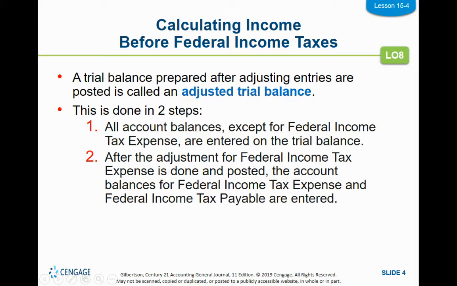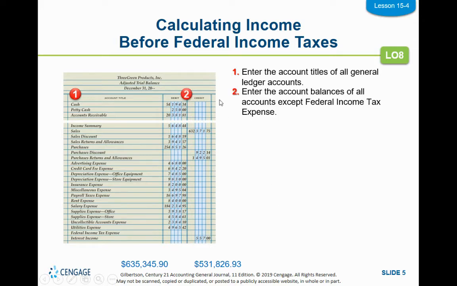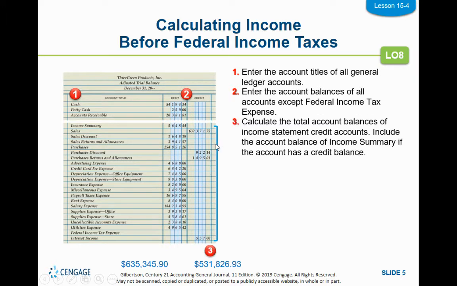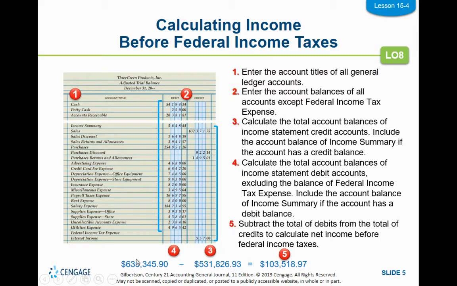And again, we're going to go through these steps real quick. So here is your adjusted trial balance. So here are the steps you're going to take. You enter all the accounts in the general ledger. Then you enter all the balances except federal income tax expense. Then you're going to add up your credits. Then you're going to add up your debits. And then you're going to subtract the total of debits from the total of credits. And that's going to tell you what your net income before federal income taxes is.